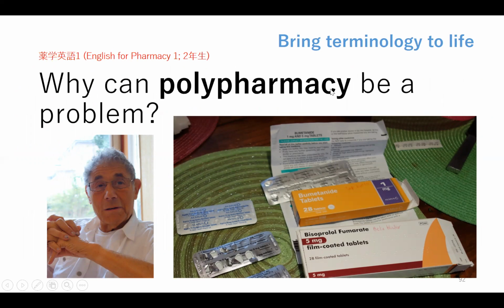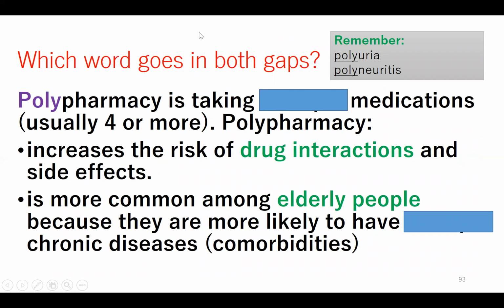Okay, so polypharmacy, students know this, is taking many medicines. This is my father. He died in August, but he was taking many different medicines. We talk about polypharmacy. So which word goes in both gaps? Poly means many. Polyuria, polyneuritis. These are words they should know.